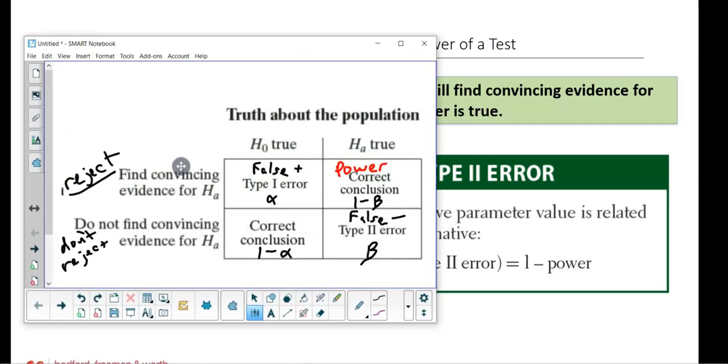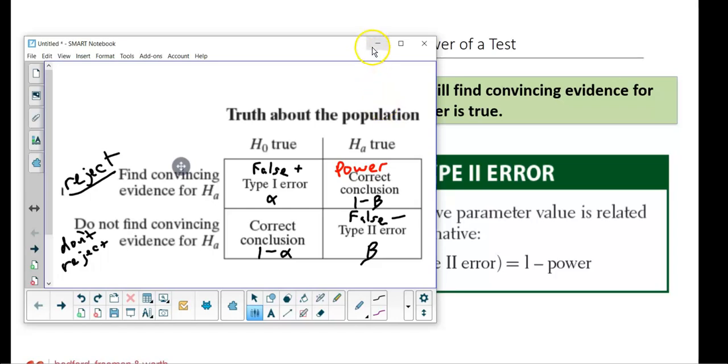So if you bring back up that chart that we had, beta is the probability of a type 2 error. And the power is when you reject the null, and you did that correctly because the alternate is actually true, the null was false. So when you make that correct decision, what's the chance of that happening? It's 1 minus beta. So if there's a 3% chance of a type 2 error, there's a 97% chance that you correctly reject the null when the null is false and the alternate is true.